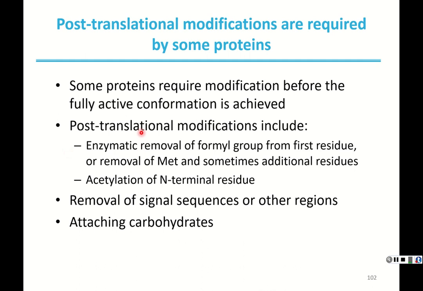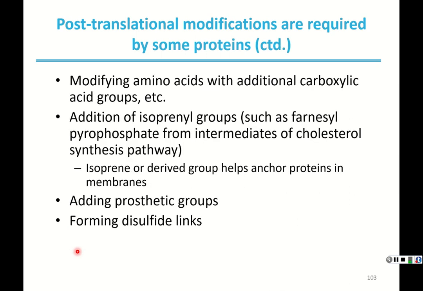They include the enzymatic removal of the formyl group from that first methionine, or the removal of the methionine altogether, or sometimes additional residues with it. Also, acetylation of the N-terminal residue occurs many times. Okay. The removal of signal sequences or other regions, and then also attaching carbohydrates or things like phosphate groups. Okay. All right, so amino acids themselves can be modified with additional carboxylic acids or phosphate groups.